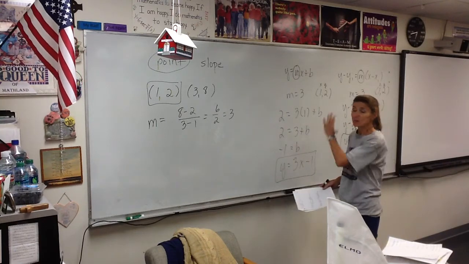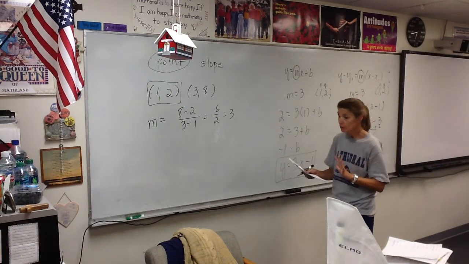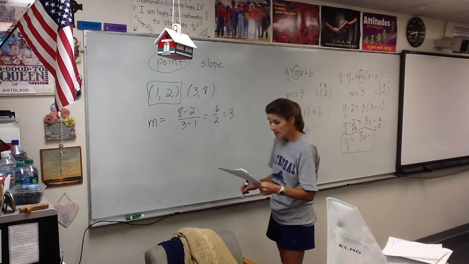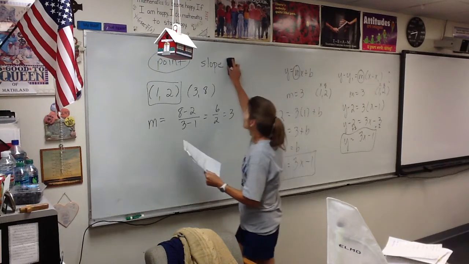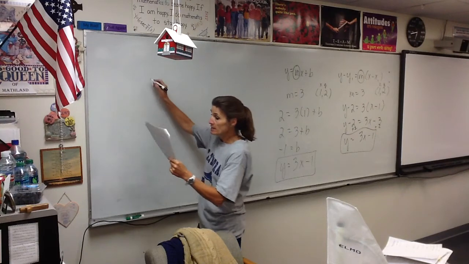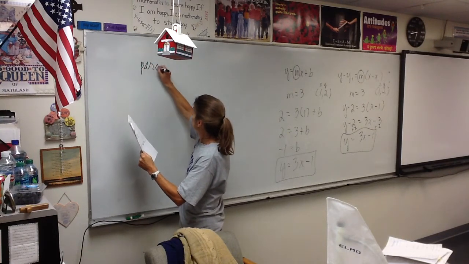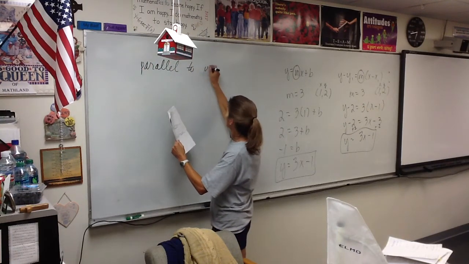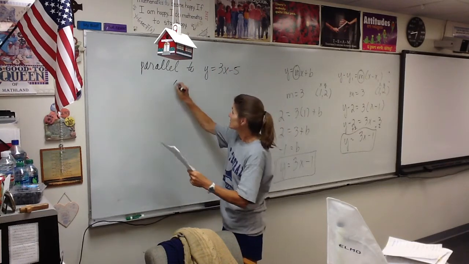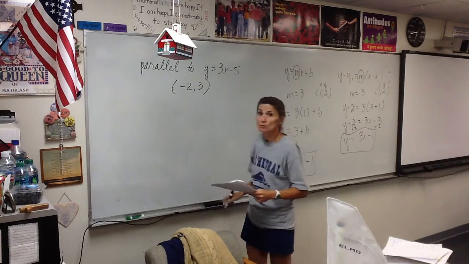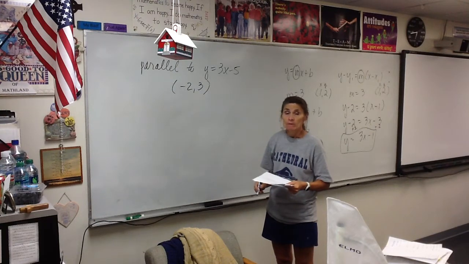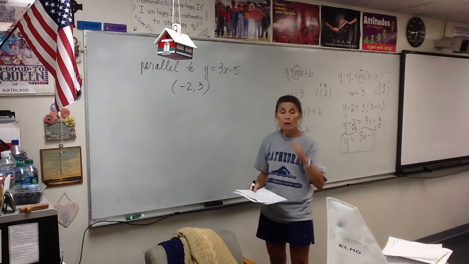Okay, now that's review. Now I want you to look on note sheet 4, page 4, number 5. Because it says we're going to write the equation of a line parallel to y equals 3x minus 5 and containing the point negative 2, 3. Now, we're writing the equation of a line.